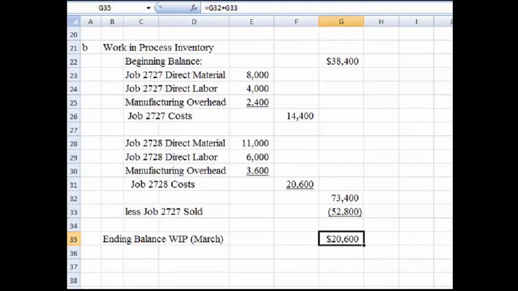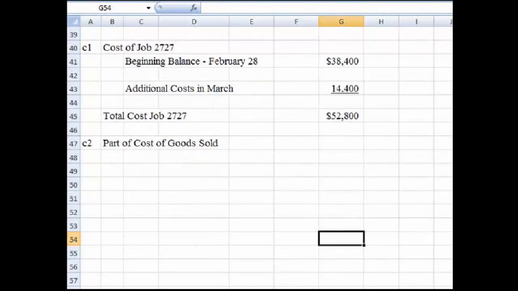Not coincidentally, since there are only two jobs involved, the ending balance for work in process is left only with the amount of money spent on job 2728. Some students just decide to skip adding all the numbers up and then subtracting the job being moved out from work in process. But to illustrate the correct flow of costs, the problem should be done in the manner on the screen. Now jumping down the screen again, there's a format to answer both C1 and C2.